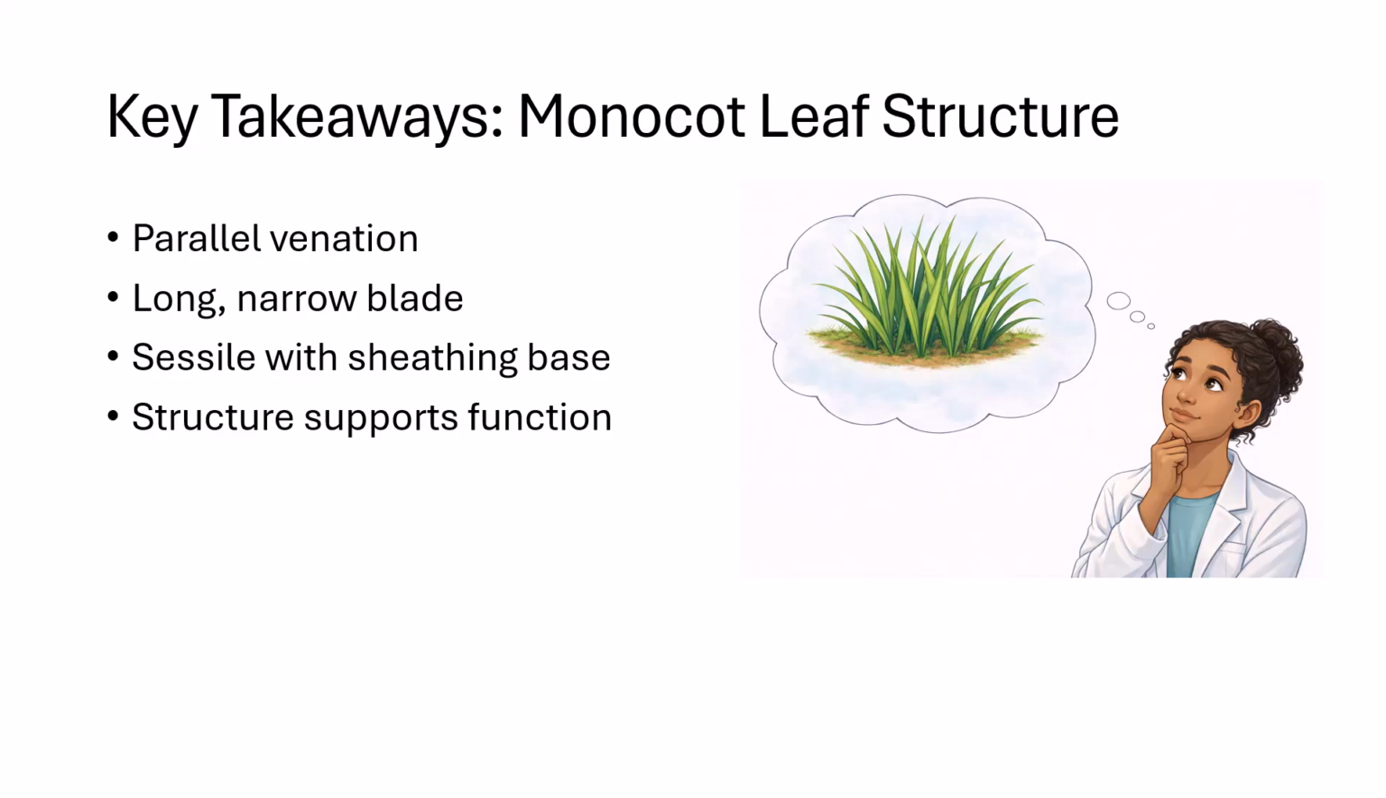To summarize this activity, monocot leaves are characterized by parallel venation, with veins running side by side from base to tip, a long, narrow blade shape, and a sessile attachment with a sheathing leaf base that wraps around the stem. These features reflect how monocot leaves grow and how their vascular system is organized. Once again, we see the central theme of plant anatomy. Structure supports function. In the next activity, you will compare these features to those of eudicot leaves and see how different developmental patterns lead to different leaf architectures.